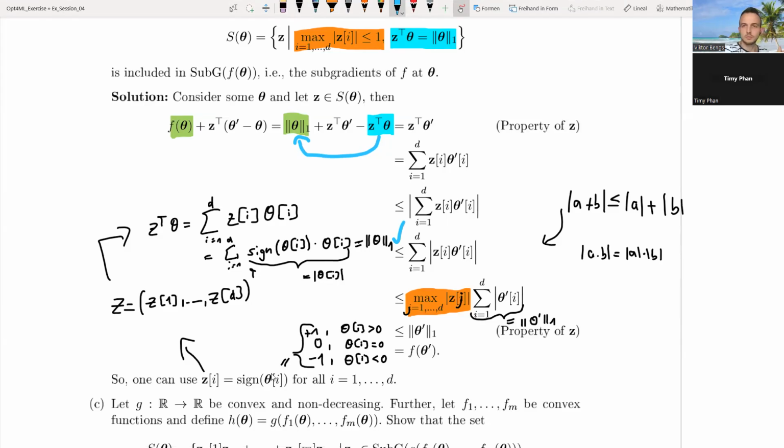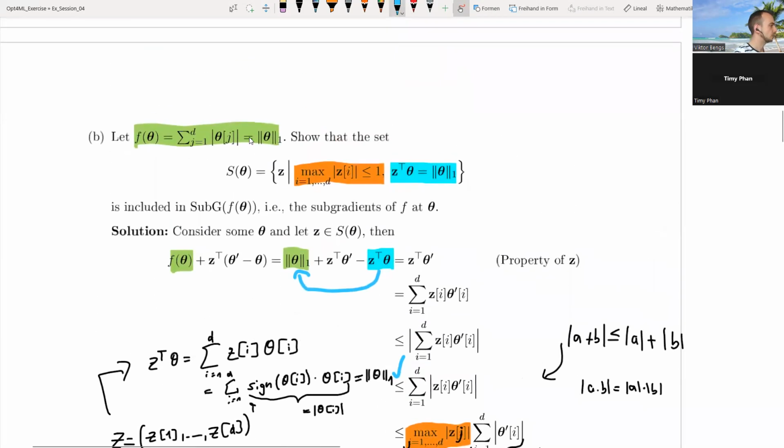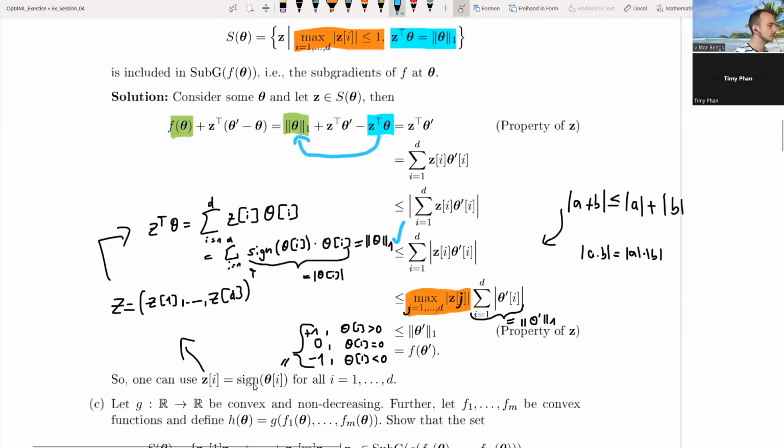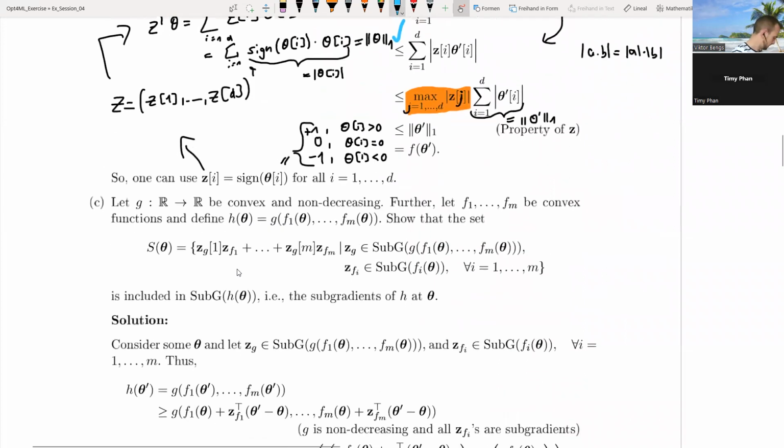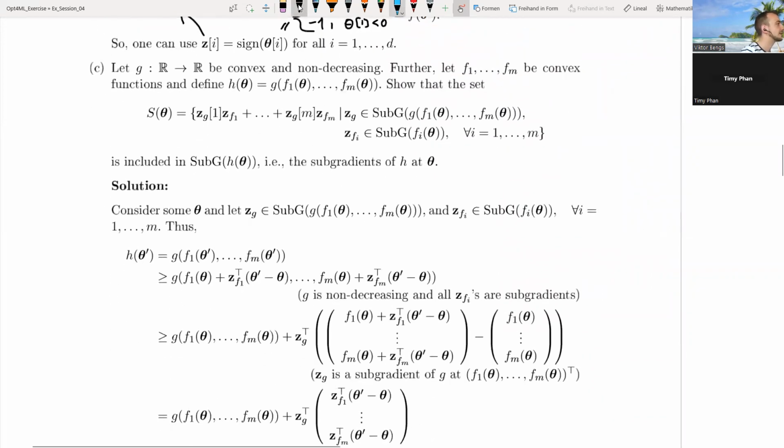So every time we have somewhere the L1 norm and we need to compute the subgradient of that, we simply can take the vector where we have component-wise the sign of the input. All right, so I have the feeling I get into time trouble. So let's continue.